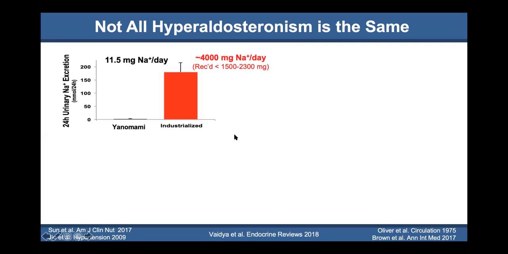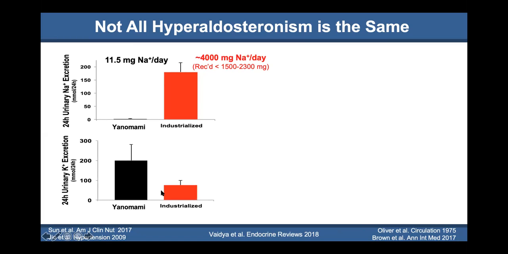On the other hand, the average American normotensive or hypertensive individual in the United States living in an industrialized society consumes about 4 grams of sodium a day. Just as a reference point, most medical societies recommend restricting sodium to 1,500 to 2,300 milligrams, which is still 100 times higher than the Yanomami. On the other hand, the Yanomami consume much more potassium than the average American. They consume around 8 grams of potassium a day, what was the equivalent of about a kilogram of vegetation, whereas most Americans consume less than half of that.